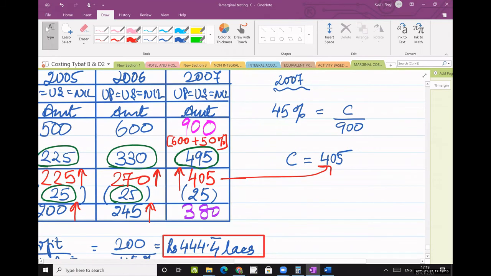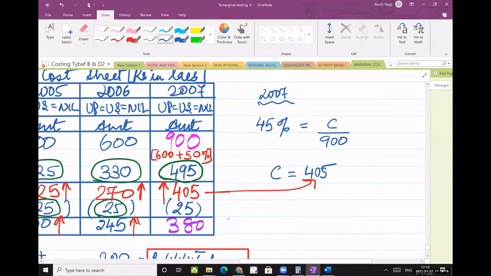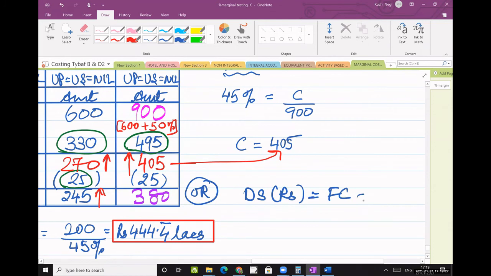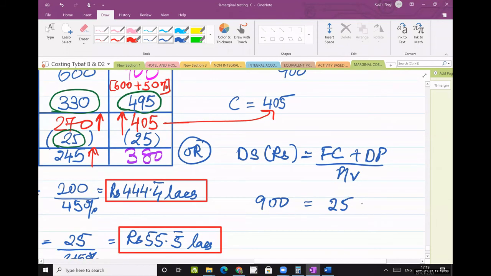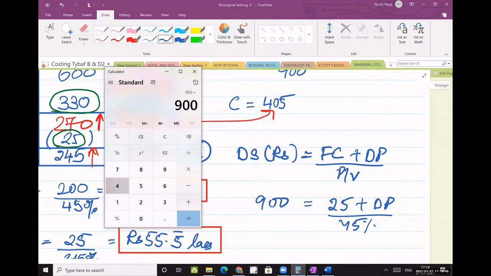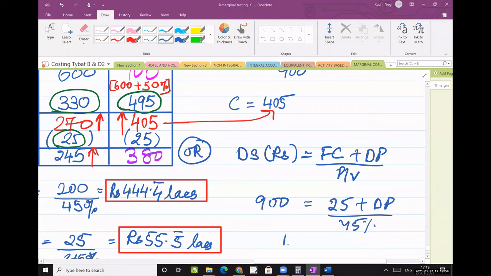See, if you want, you can cross check your answer also. We can use this formula of desired sales in rupees wala, and we can cross check the answer. Fixed cost plus desired profit upon PV ratio. डिज़ायर्ड सेल्स हमें मालूम है 900, फिक्स कॉस्ट हमको पता है 25, प्रॉफिट हमको नहीं पता, पीवी रेशियो हमको पता है 45%. Solve this equation. 900 into 45%, 405. 405 minus 25 is 380. See, we get the same answer.